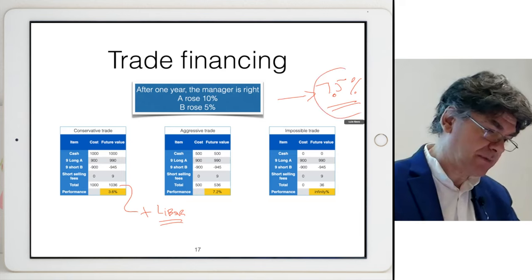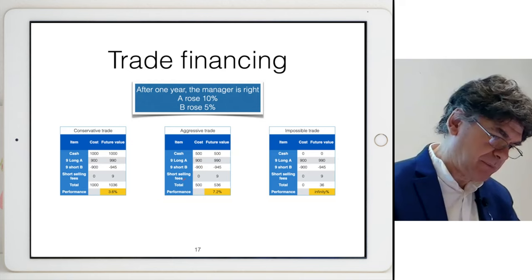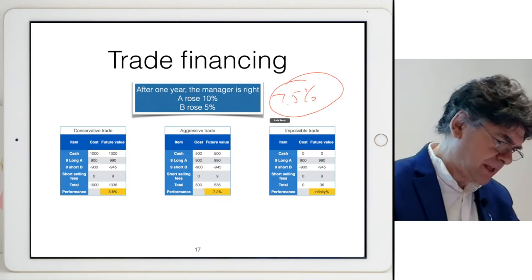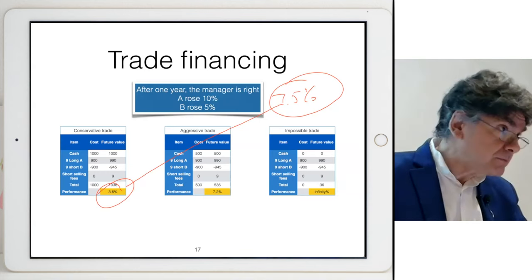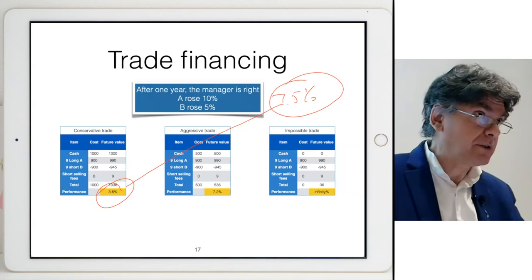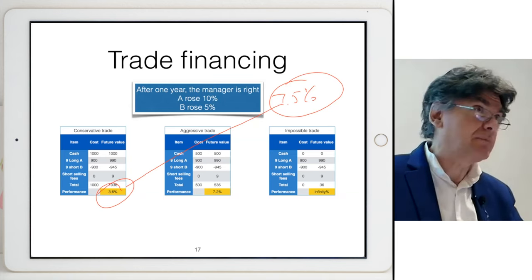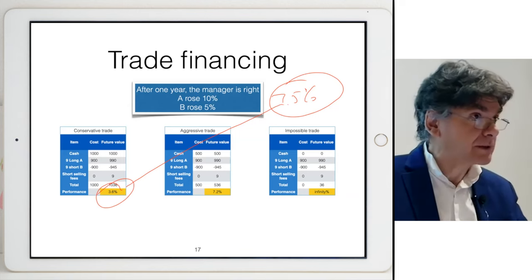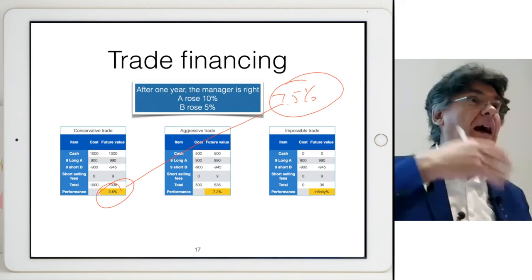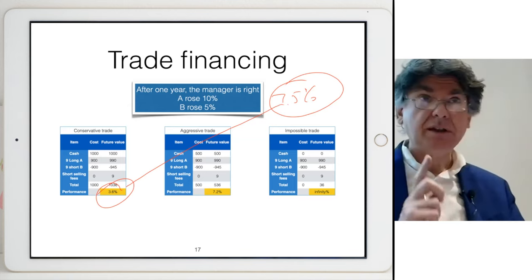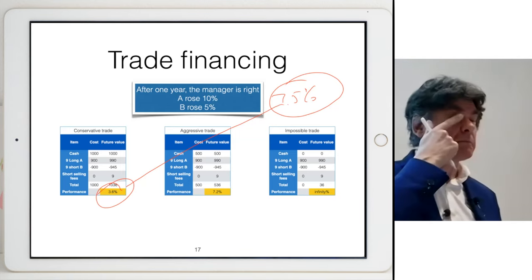So 7.5% if I go to the S&P 500, and 3.6% if I do this trade. Which one is better? Okay. 7.5 is better, you think? Okay, what if the stock A goes down by 5% and B goes down by 10%? I'm still right. I didn't know the market was going to go up. That just happened, right? My only thesis is that A is better than B. I never said that A is going to go up and B is going to go up by less.